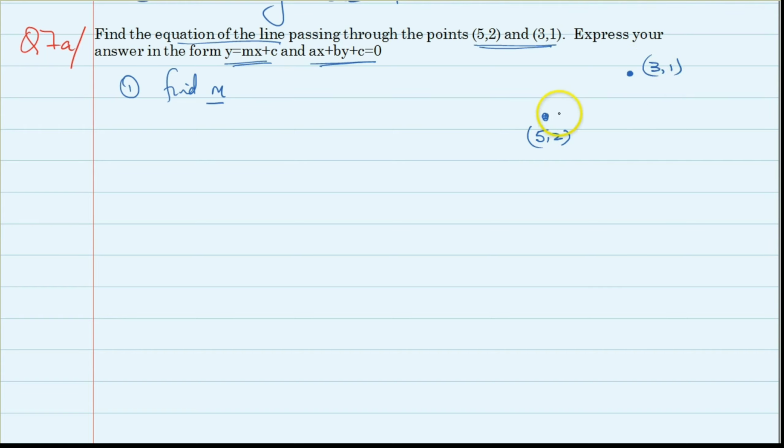So I'm going to call this one 5, 2 because it was first, and 3, 1 because it was second. And I like to use the rise over run method, so I'm going to calculate the rise and the run. The run here, from 5 to 3, is -2, and the rise is -1. We can use these 2 values to work out our gradient. So m is equal to rise over run, and the rise we worked out was -1, and the run was -2, so our gradient is 1/2.